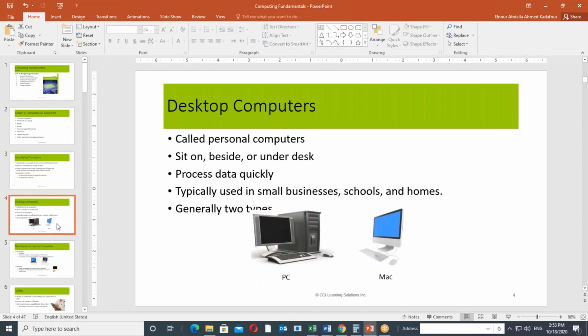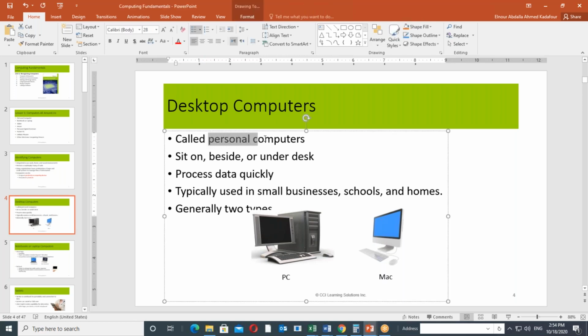Moving forward, now we have to count the types of computers. Types of computers: desktop computers. As I told you, a computer that is on my desk, we call it a type of computer called a desktop. A computer put on top of the desk, this is where the name came from. We call it desktop computers.